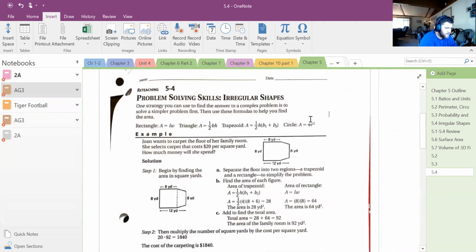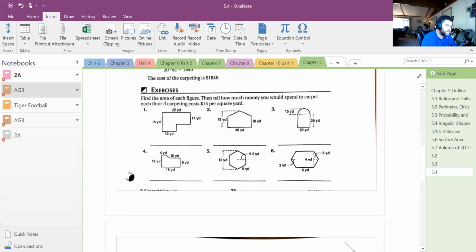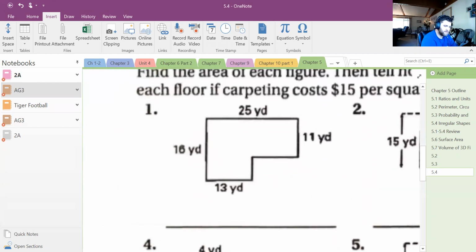Okay, so we're going to be dealing with the same process. It's just irregular shapes instead of your straight up rectangles, triangles. What's the one we did? Trapezoids. It's not straight up. It's a combination of the two or even three sometimes. Okay, so really the first step in this is figuring out.